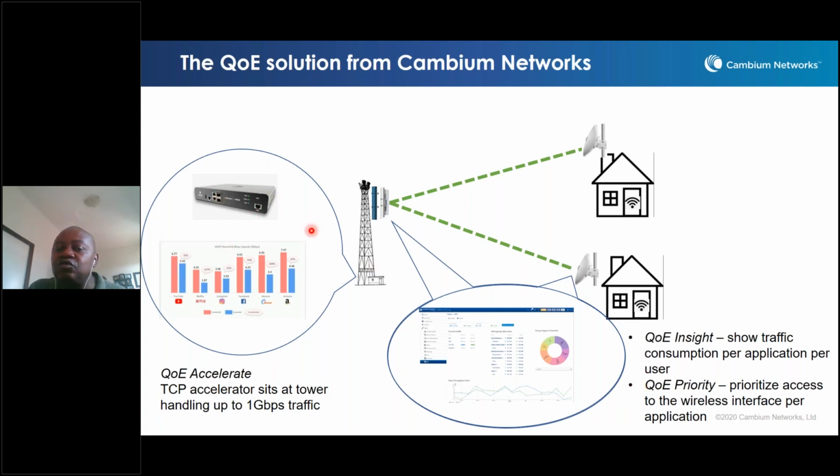And this is something you put either at the tower or at your NOC. We've got a tower model, starting from a gig of traffic. Then we've got NOC models going up to 40 gig, handling 40 gig of traffic. Okay, so again, those are the 3 main things that you'll be doing.